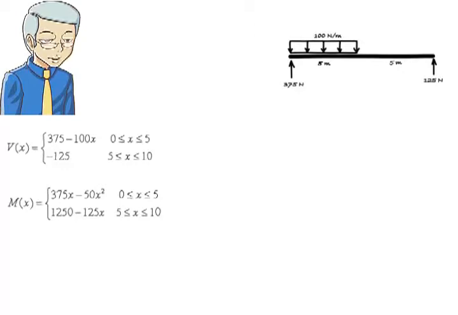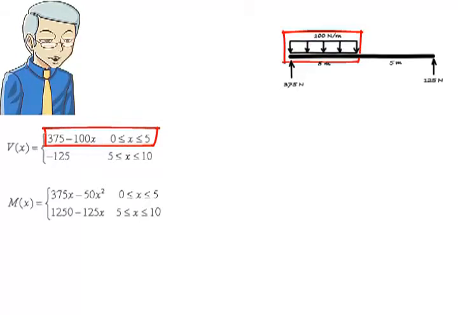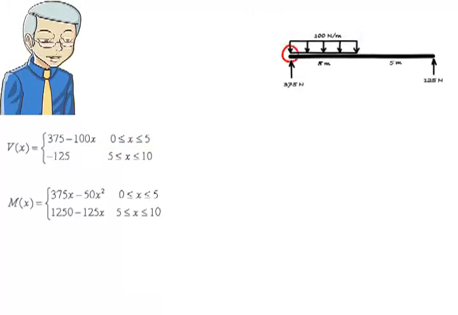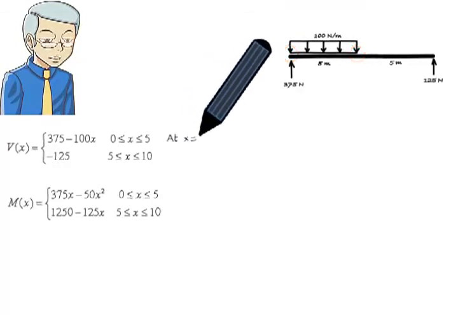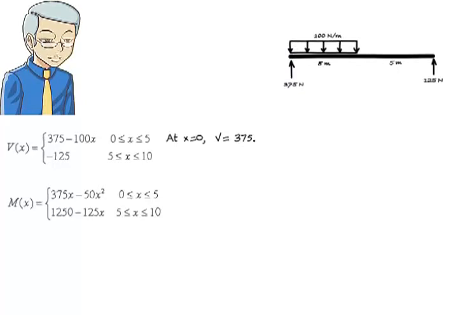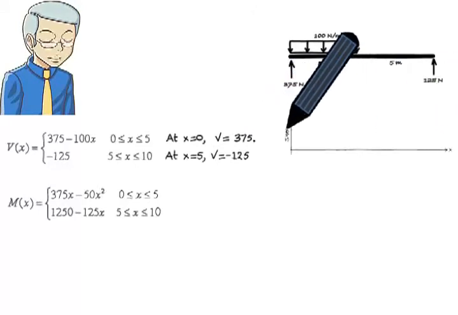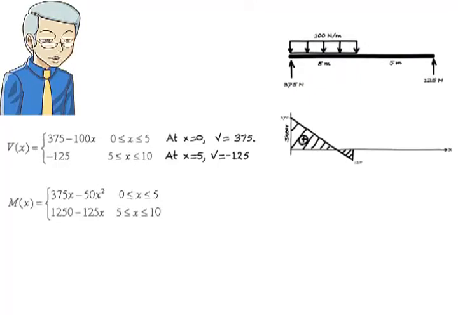For shear, we have two equations. For the left segment of the beam where x is between 0 and 5, shear equals 375 minus 100x. This represents a line segment. To draw it, we need 2 points, say the segment's endpoints. So we evaluate the equation at x equals 0 and x equals 5. At x equals 0, the equation gives us 375. At x equals 5, we get negative 125. First, locate the points on the coordinate system, then connect them with a straight line.